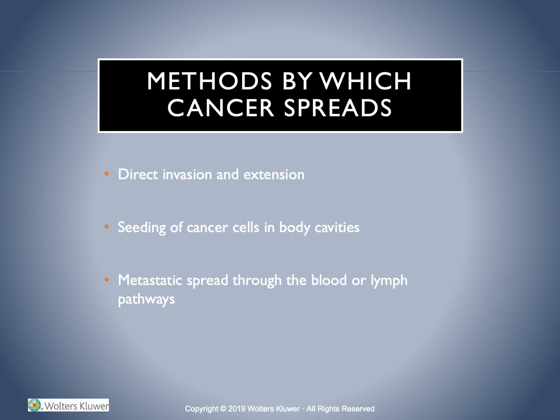cells to invade surrounding tissue, enter the blood or lymphatic vessels, survive in circulation, and establish secondary tumors in distant organs. The specific mechanisms of cancer spread can vary depending on the type of cancer and its characteristics.